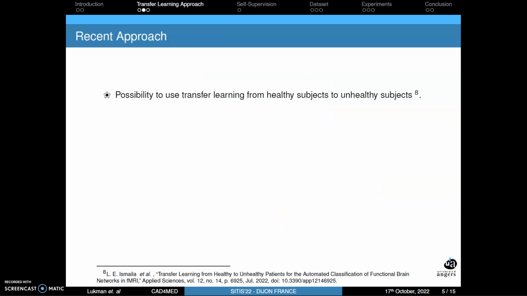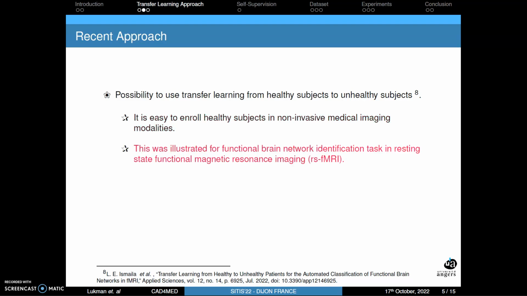Some of the very recent approaches of our work demonstrate the use of transfer learning from healthy subjects to unhealthy subjects. This has been a very interesting approach because we know that it is easy to enroll healthy subjects in non-invasive medical imaging modality, and this particular case was illustrated for functional brain network identification in resting state functional magnetic resonance imaging.